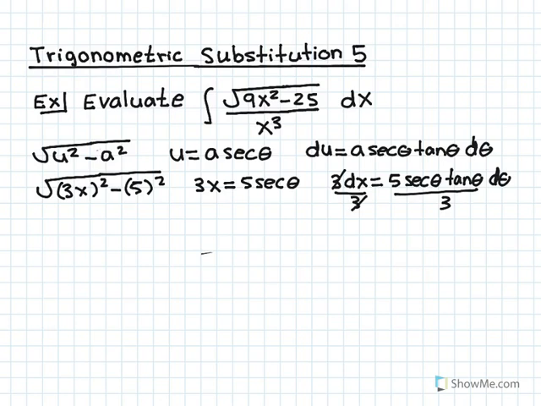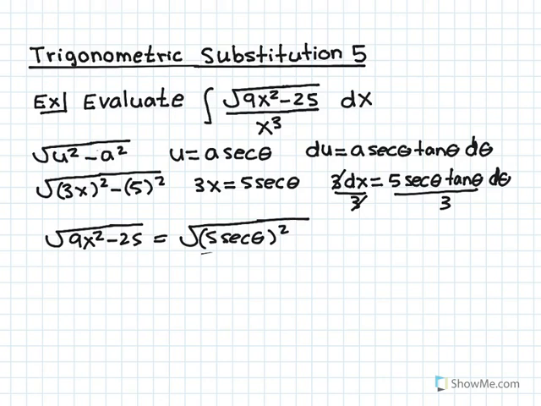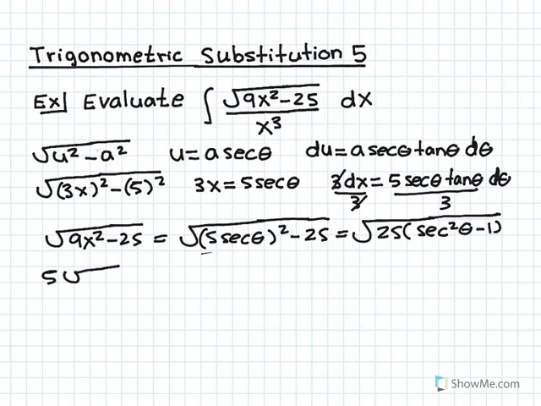Alright, so what we have is the root of 9x squared minus 25, that's the numerator. We can rewrite that as the root of (5 sec theta) squared, that is (3x) squared, which gives you 9x squared, minus 25. Now factor out the 25 inside the radical, we get 25 times sec squared theta minus 1. Now let's remove the root of 25 and bring it outside the radical, so we get 5 root of sec squared theta minus 1.